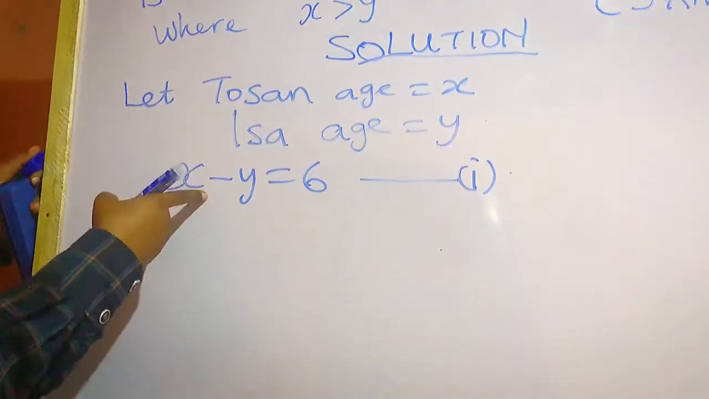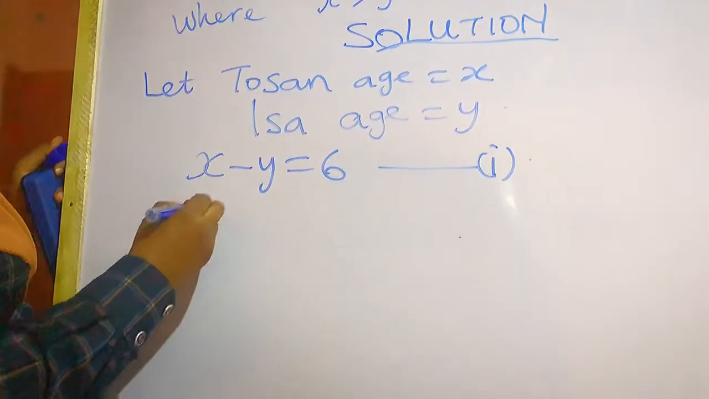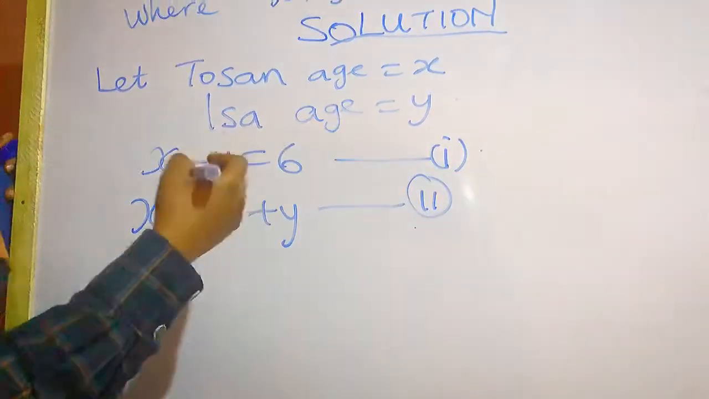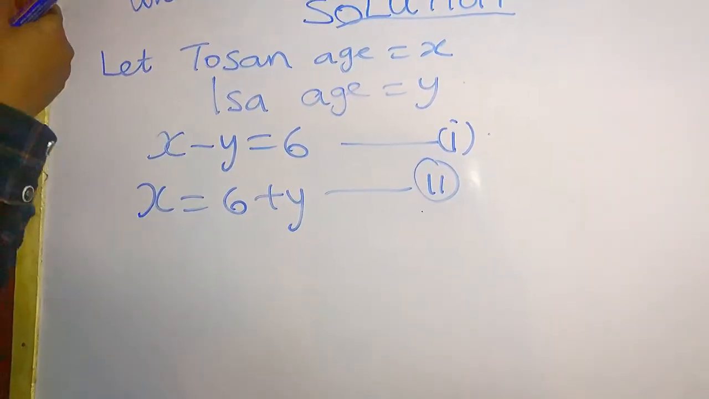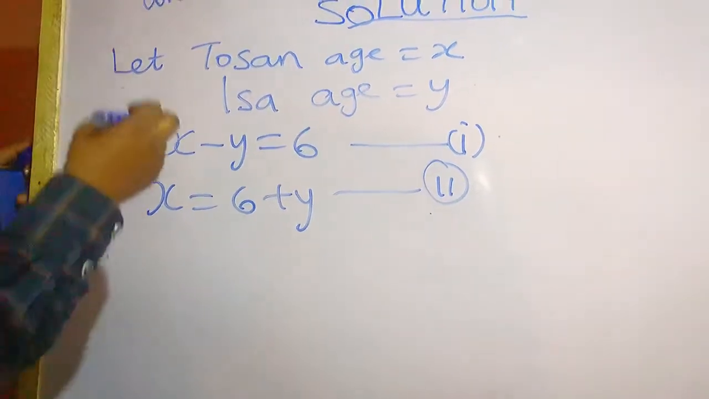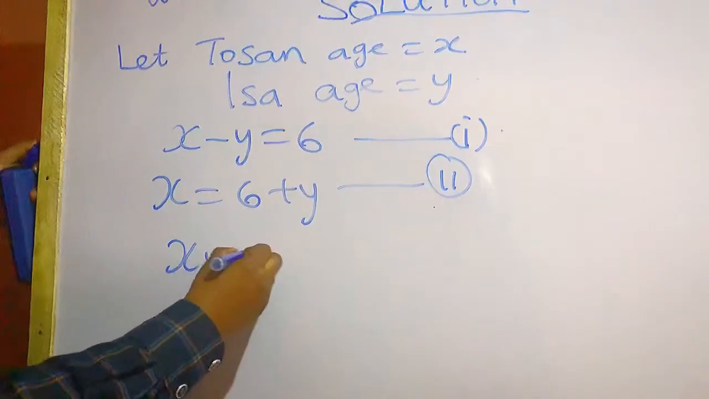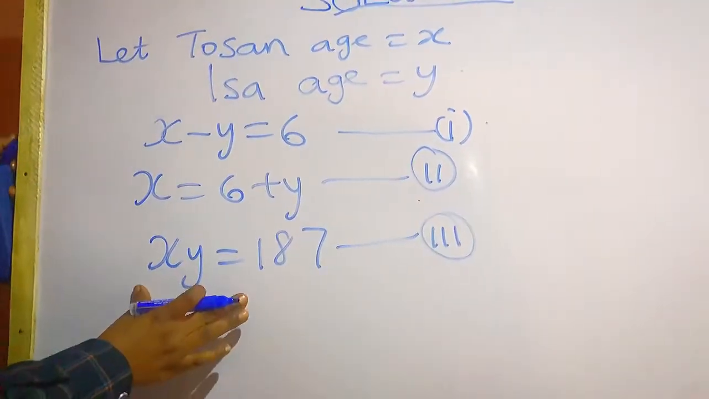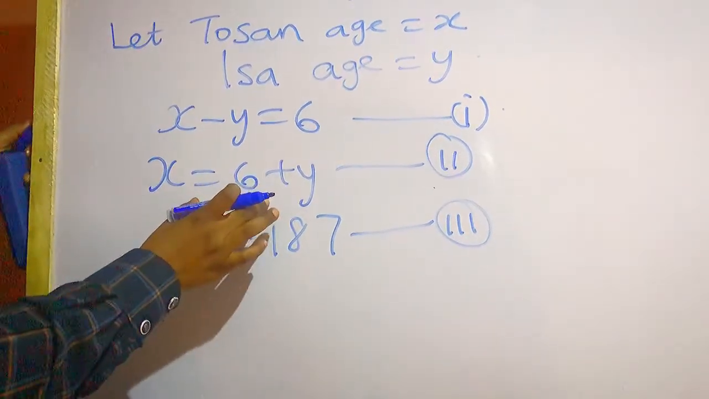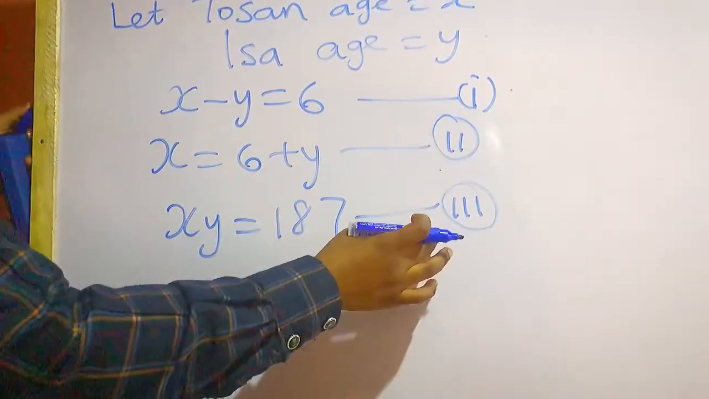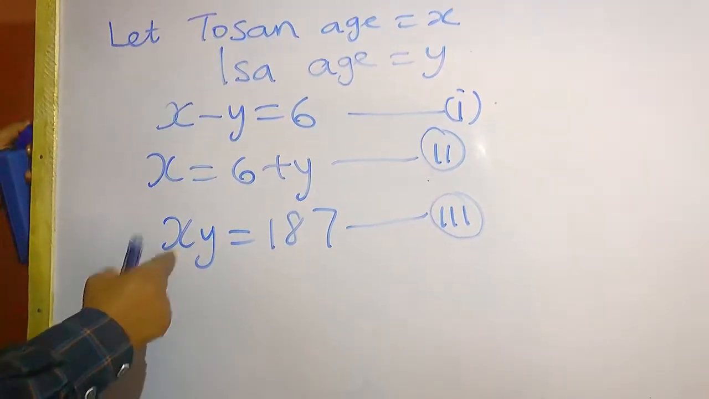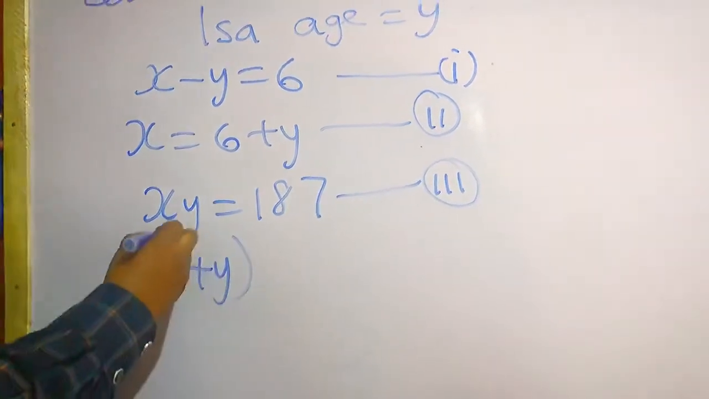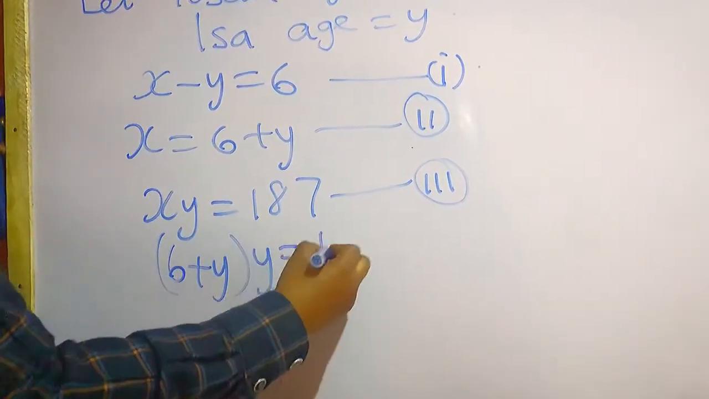So from here we can make x the subject of the formula. So x will now be equal to 6 plus y. This is equation 2. And the product of their ages is 187, so x multiplied by y is equal to 187. Equation 3. In equation 3, we need to substitute the value of x from equation 2. So anywhere we see x, we are going to write 6 plus y. So 6 plus y multiplied by y is equal to 187.